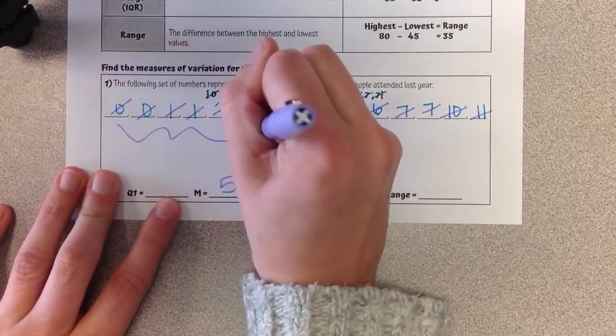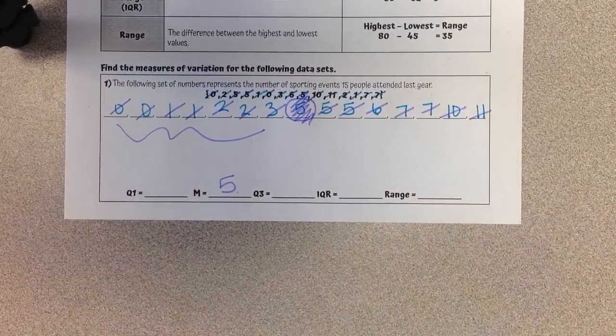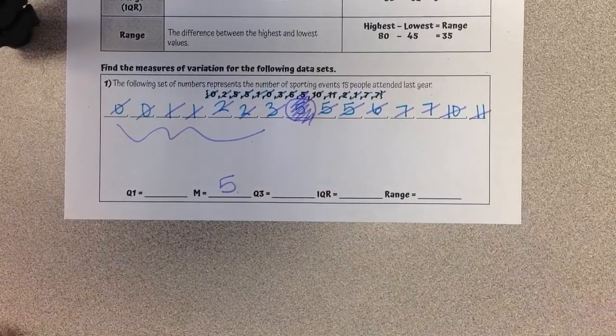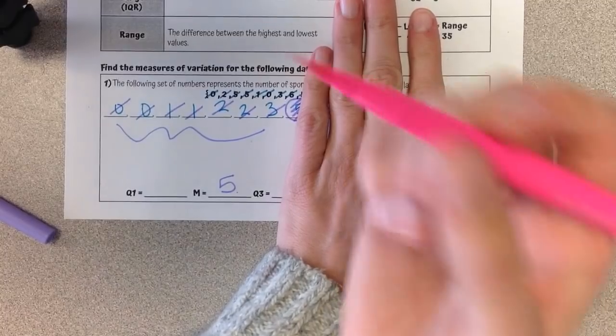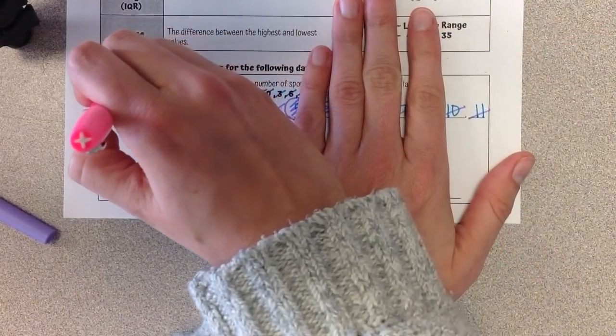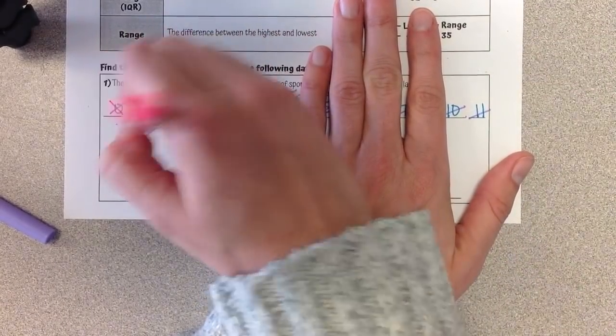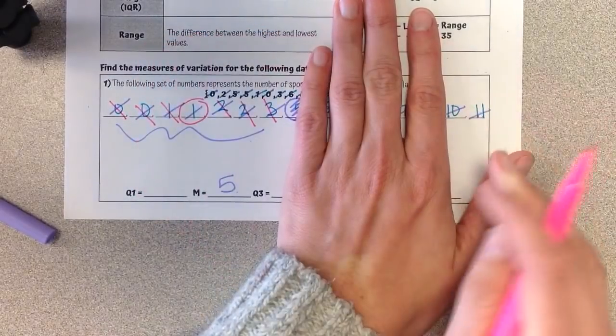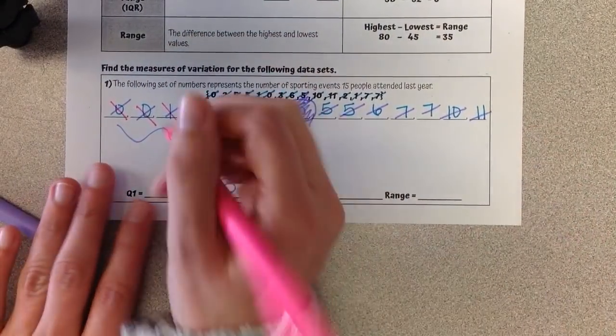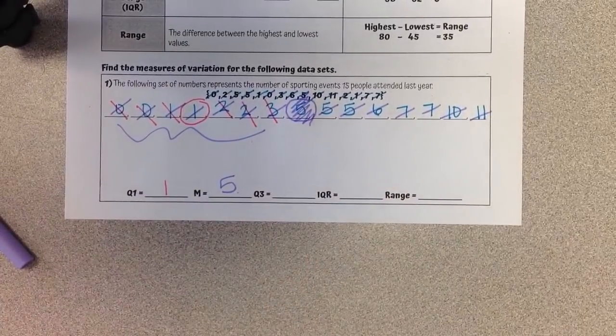So this here is the bottom half that we're looking at to find our Q1. So again, I'm going to cross off lowest and highest just from that bottom half, and I'm going to do it in the opposite direction. So lowest, highest, lowest, highest, lowest, highest. I'm left with 1 value in the middle here, which is 1, so our Q1 is 1.